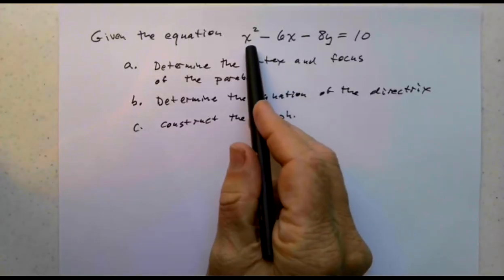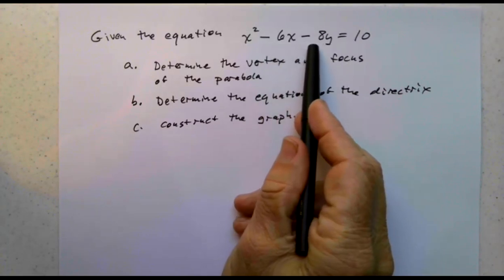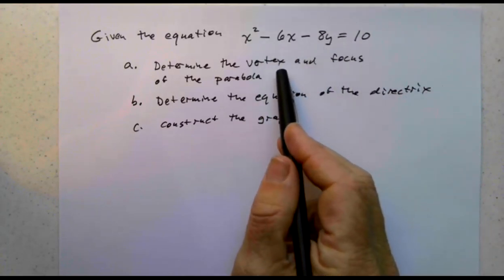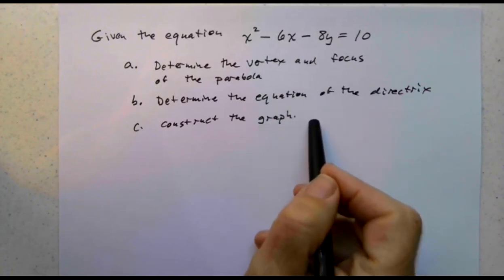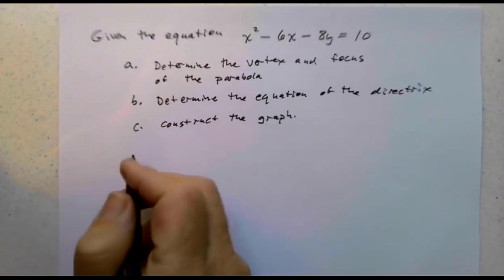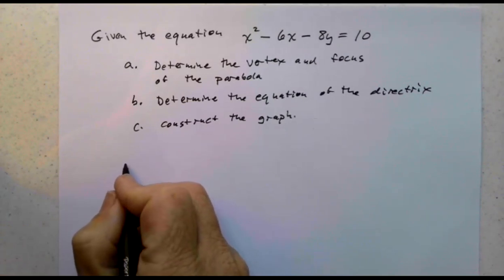This question gives us the equation x squared minus 6x minus 8y equals 10. We want to find the vertex and focus. We want to find the equation of the directrix. We want to construct the graph. Well, what's our process going to be?